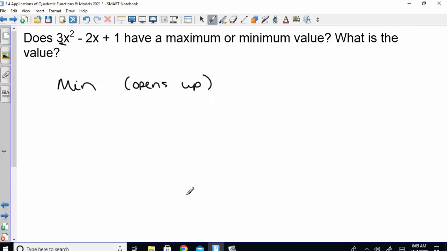Okay. If I ask you for that value, what am I asking you to do? Right. This highest or lowest point is the vertex. So we know the x value of the vertex is opposite of b over 2a. So my b is negative 2, so that would be 2 over 2 times 3. So we get 1/3. Is that my highest or lowest point? No. That's the x where it occurs, so then we plug that in.